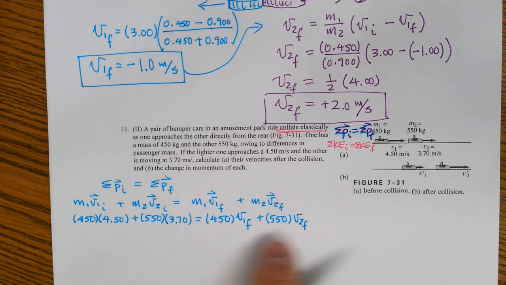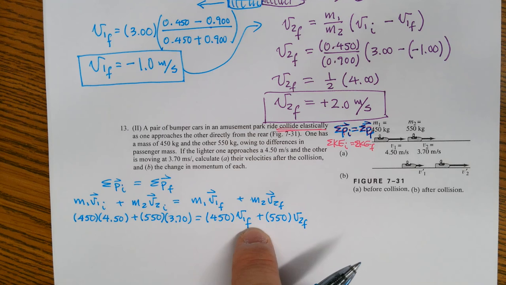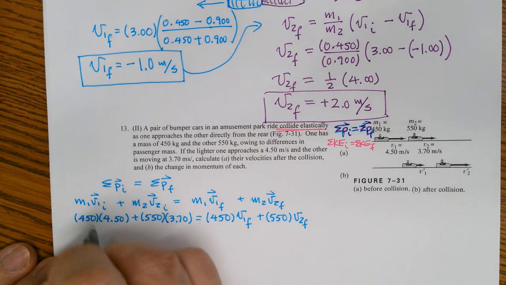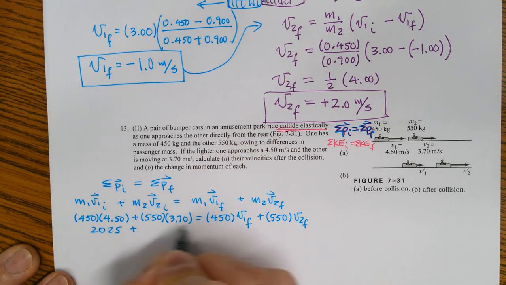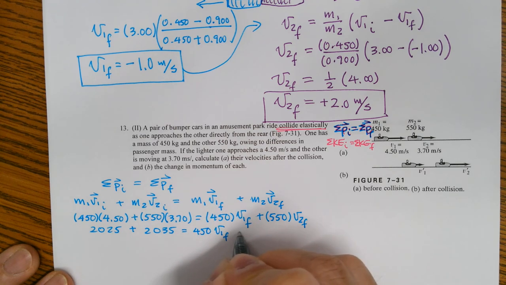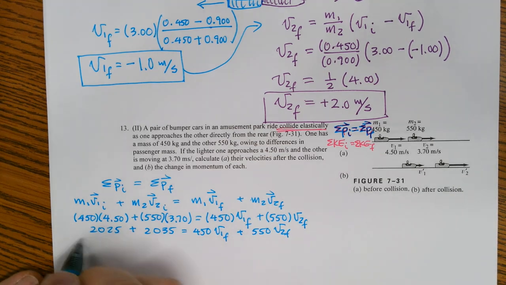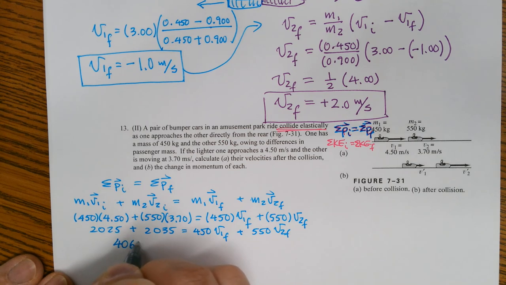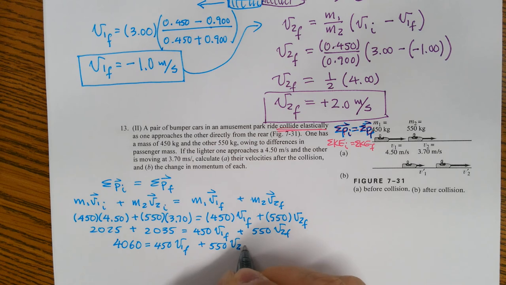So we're going to have to solve for one of these in terms of the other. So let's solve for V1 final. Okay. So if I multiply these two, I think I get something like 2025 plus, if I multiply these two, I get 2035, and that is equal to 450 V1 final plus 550 V2 final. When I add these up, I get 4060 is equal to 450 V1 final plus 550 V2 final.